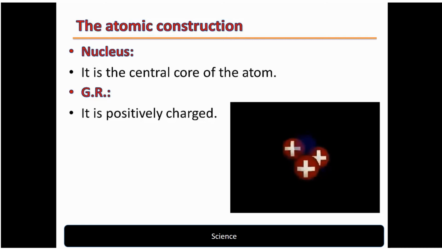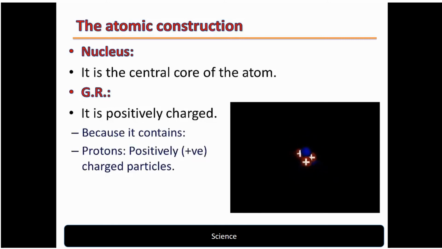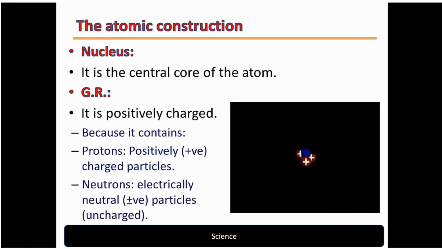The atom contains a nucleus, and the nucleus is positively charged because it contains, number one, protons, which are positively charged particles, and neutrons, which are electrically neutral, uncharged, zero charged, or positive and negative at the same time. So they are neutral particles or uncharged. So the charge of the nucleus is positive because it contains positive protons and neutral neutrons.